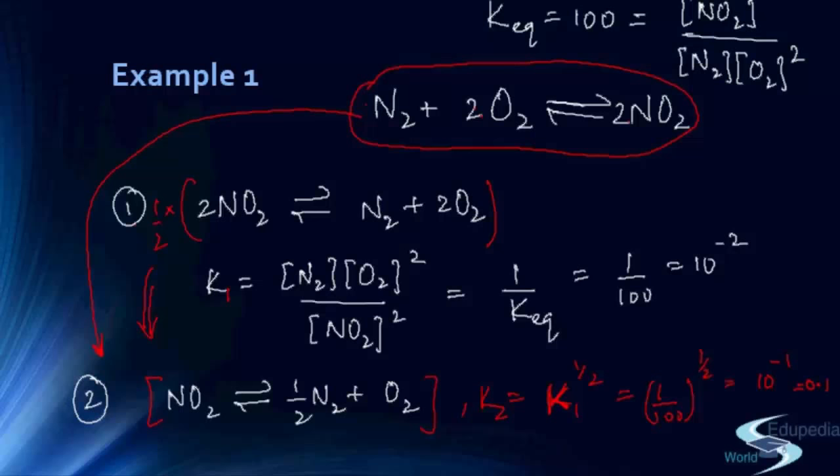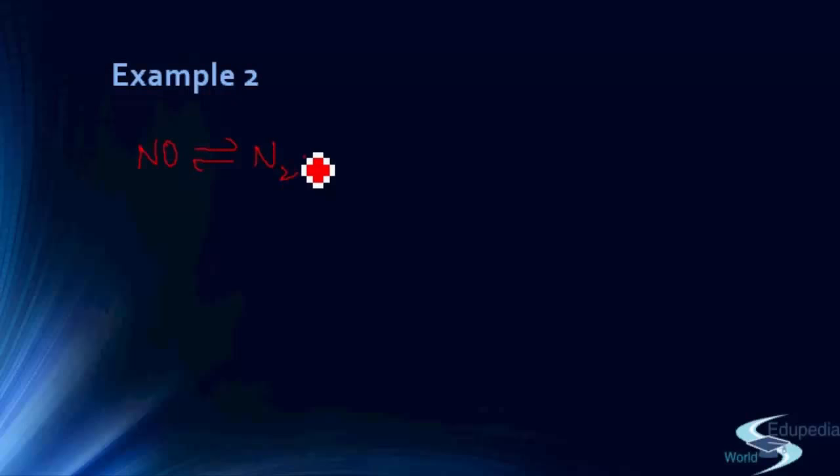Let's take another very quick example and see if we are able to solve all the questions of such kind. Let's assume that you have been given two reactions. One of them is NO reversibly forming N2 plus O2, and the balancing has been given in this form. You are given K1 for this reaction, and you have another reaction for which you have been given K2.